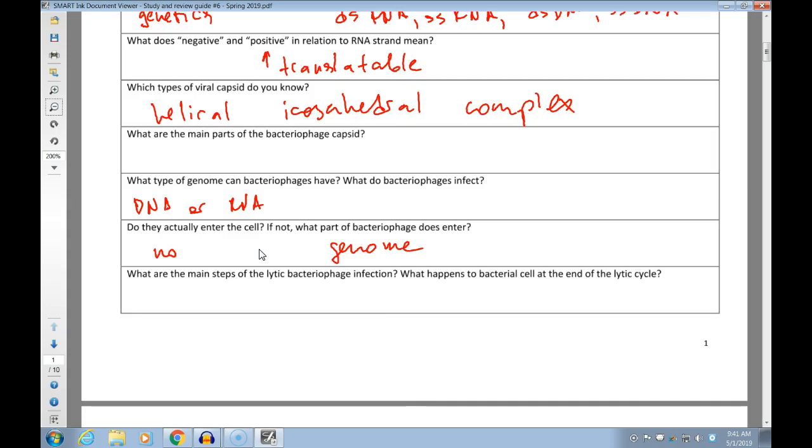Main steps of the lytic bacteriophage infection. So you have attachment, penetration, biosynthesis, assembly, and egress. Okay? Egress. Now, I want to make this note. Egress equals release. So I reserve the right to use either word. You have to know that the word release or the word egress means virus leaving the cell. It has nothing to do with its nucleic acid getting out of the capsid or anything. Okay? That makes sense? Bacterial cell at the end of the lytic cycle dies.